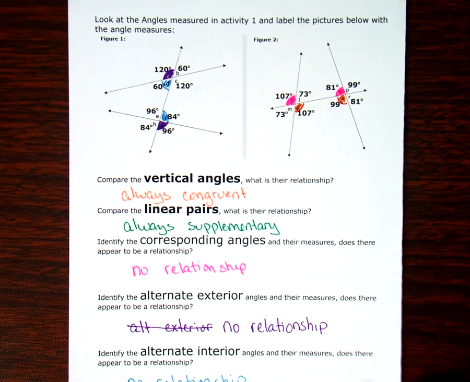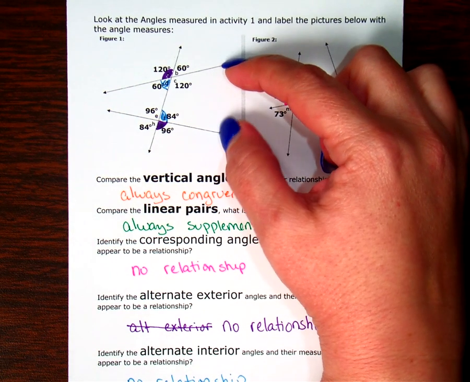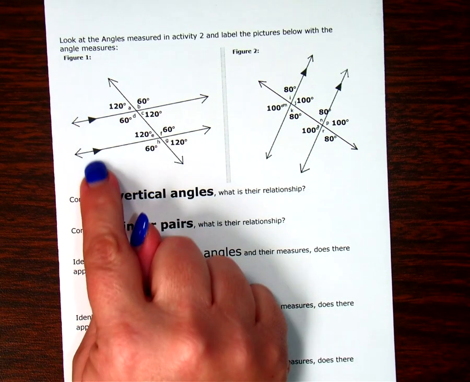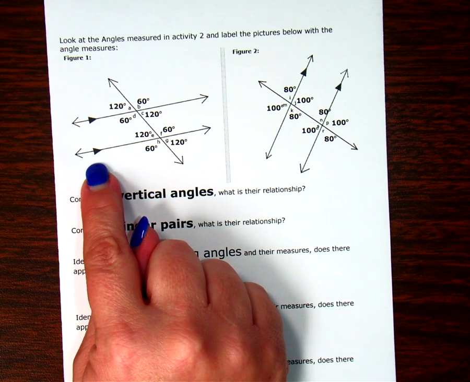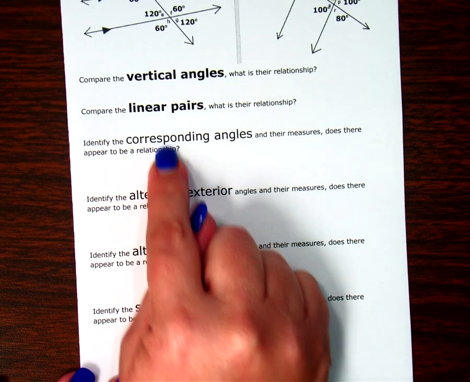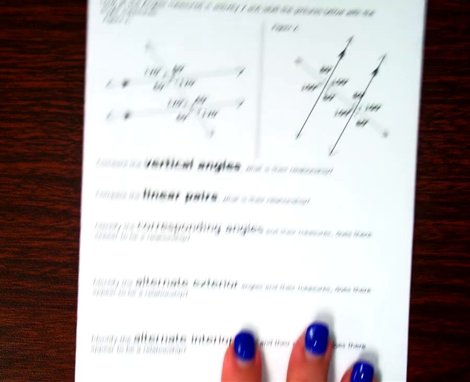Okay? So now we're going to say, well, what if these two lines, instead of just being two random lines that get crossed, what if those two lines are parallel? Notice here I've got them marked parallel. Does that affect these two that did have a relationship? Does it affect the four that did not have a relationship?